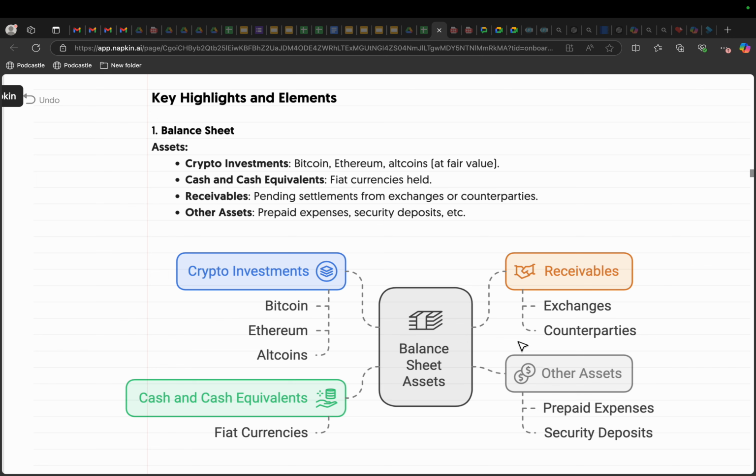So, in this module, we're going to discuss the balance sheet of a cryptocurrency hedge fund, and how it looks. So, let's discuss it. Here we have the parts of the balance sheet.